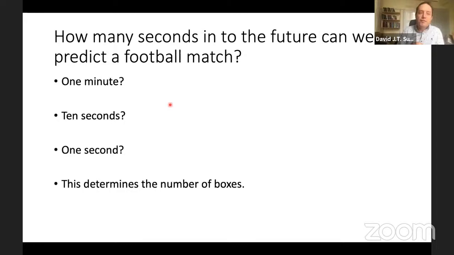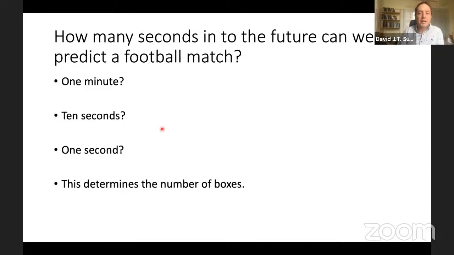Now, if you happen to believe that you can predict a football match more than 1 minute into the future, you can become extremely rich, because you've got time to place a bet on who's going to score next. If you've got some method that is better than the bookmaker's method, which is based on the Poisson model I'm going to talk about, then you can get extremely rich. 10 seconds into the future is possible in some situations, for example when a penalty has just been awarded. But outside of a penalty, it's pretty difficult to predict even 10 seconds into the future.